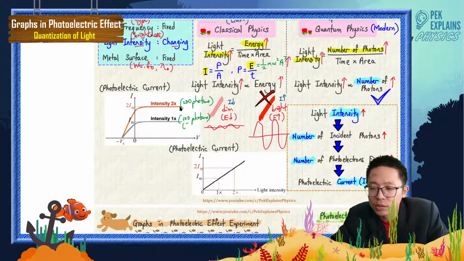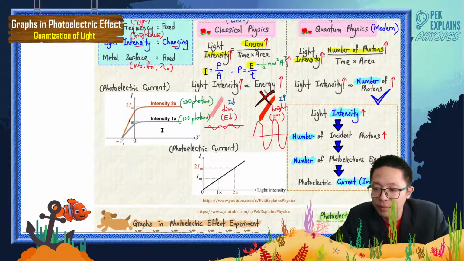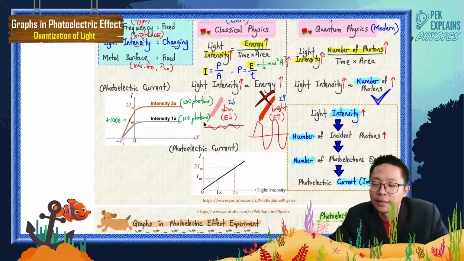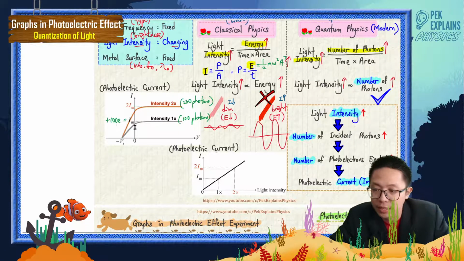100 photons means the current will record 100 electrons ejected, the I maximum. If less intensity, 100 photons, means the saturation current recorded is positive 10 electron current, because 100 photons can eject 100 electrons.